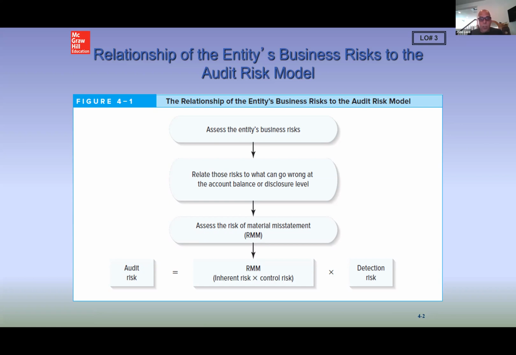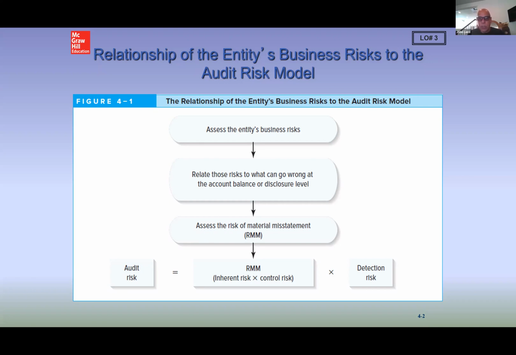So what the auditors do is they look at something called audit risk, and they say, what's the risk that I'll give the wrong opinion? What's the risk that I'll say the financial statements are free of material misstatement when in fact there is a material misstatement in the financial statements, audit failure essentially? Well, when auditors look at that, they look at a combination of two, but really three different risks.